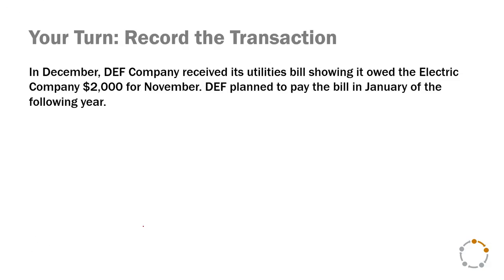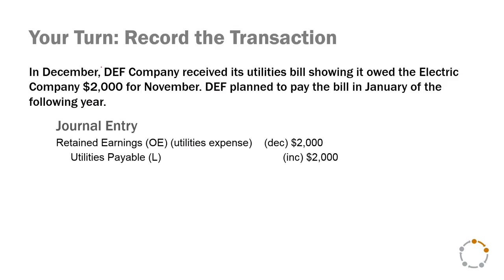How did it go? Was this a bit more difficult for you? I bet it was, but let's take a look at it and see how you did. Okay, first let's take a look at the journal entry. We see a left-hand side to retained earnings for utilities expense. Retained earnings decreases by $2,000.